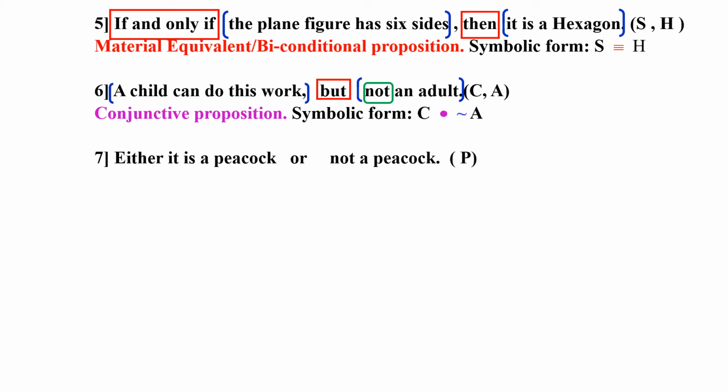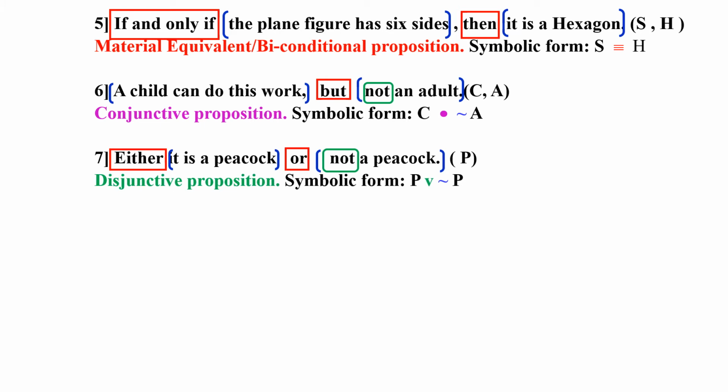Now we come to the 7th. Either it is a peacock or not a peacock. Now it is a peacock, P is given, and either or is the main connective. First component is it is a peacock. Second component is it is not a peacock. So not is the second connective. So P for peacock. And what type of statement is it? Disjunctive proposition because either or is used. And the symbol used is wedge. So we are going to write P wedge curl P because not is there for the second disjunct.